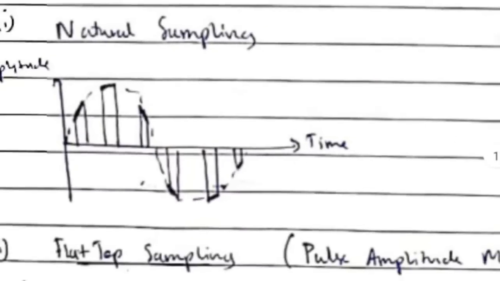In ideal sampling we will be marking the points in the main wave, in the analog wave, and that's known as ideal sampling. And in natural sampling we'll be marking an interval, and we'll be connecting the points here. So we'll get a wave in this form with some intervals. This is natural sampling.